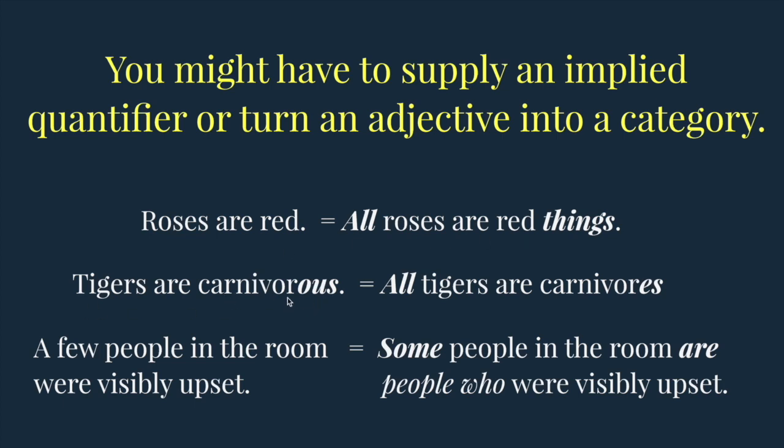Similarly, we'll notice here I've got another adjective as my predicate when what I really am looking for is a predicate category. So I've got tigers are carnivorous, again, no quantifier, and I don't really have a category in my predicate, I have an adjective, but that's easily overcome. I supply my quantifier, noting that this seems to be suggesting that it's not just that some tigers are carnivorous, it's that all tigers are carnivorous. And instead of carnivorous, which is an adjective, I need to make this into a category of things, so I'll say carnivores, turning an adjective into a category and supplying a quantifier. Similarly here, we have a few people in the room were visibly upset.